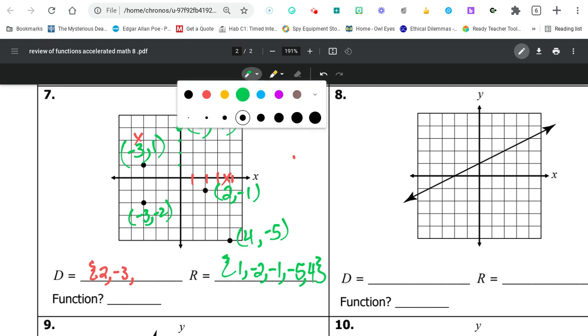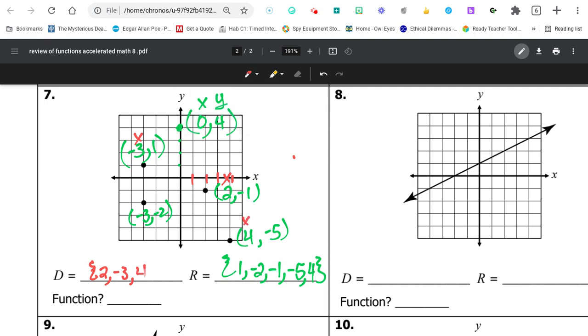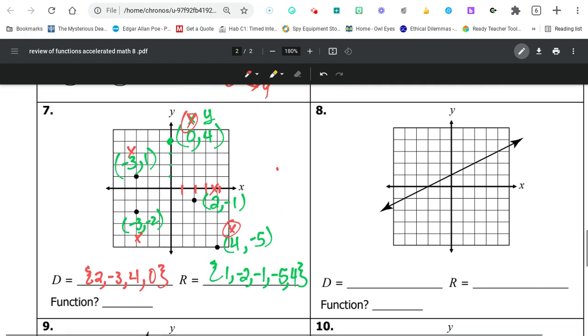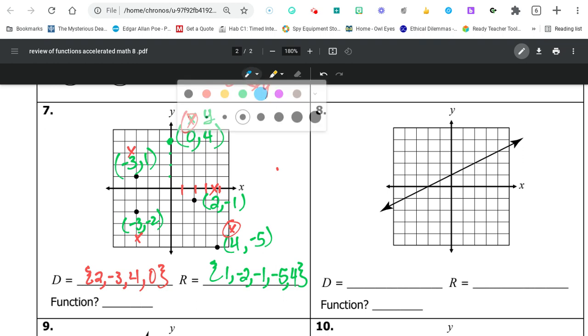All right, so you should have an x of 4. You should have an x of, I already got an x of negative 3. You should have an x of 0. And that should take care of all your x's. 2, negative 3. Now, I don't need to know that there are 2 of those negative 3's, guys. I just need to know negative 3 is an x value. There's your x of 4, and there's your x of 0. Okay, and then as far as the y's are concerned, here's your y of 1. Here's your y of negative 2.